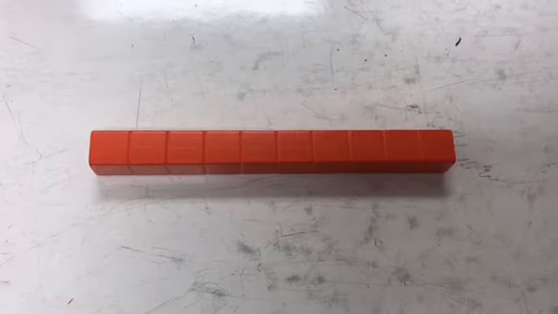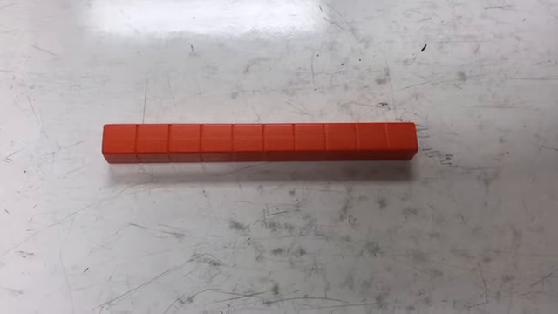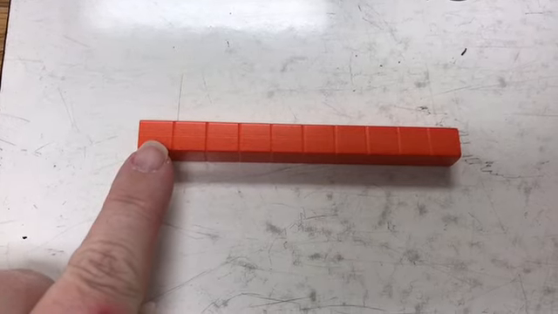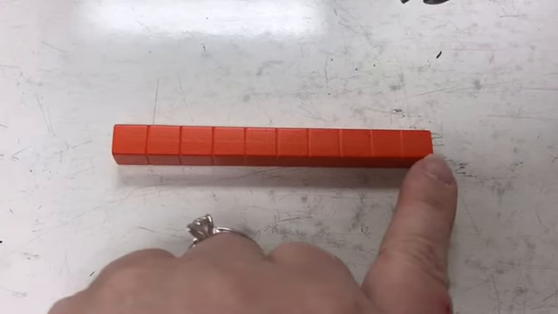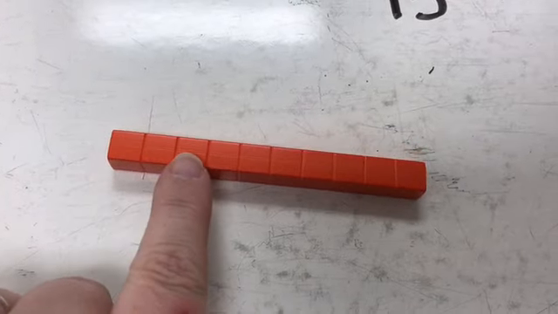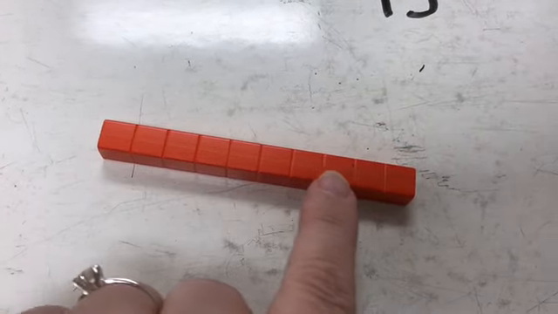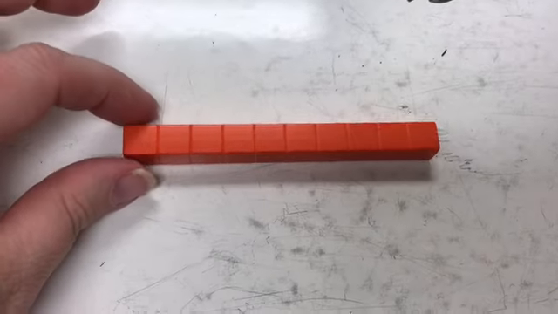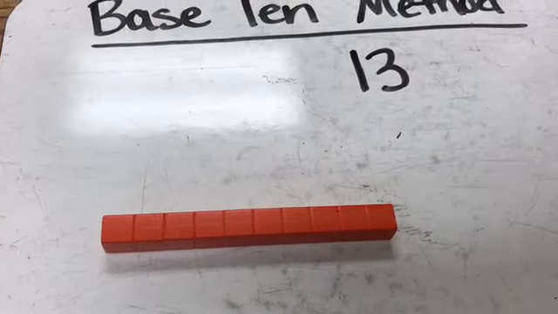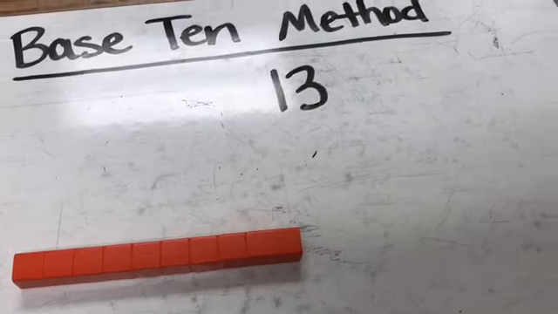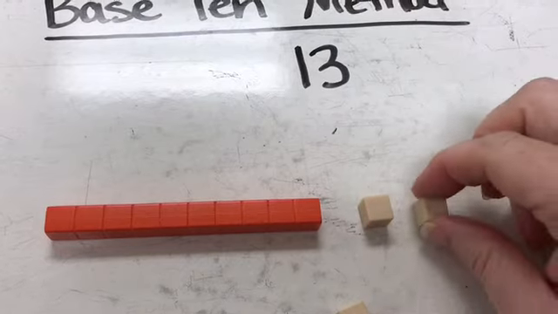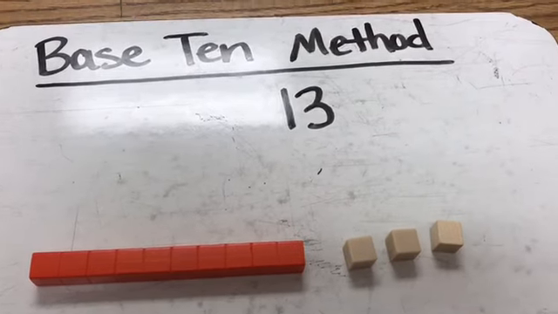In class, we like to call them maybe a French fry because it kind of looks like a French fry. And if you see, one long is worth 10 because it has 10 ones in it. 1, 2, 3, 4, 5, 6, 7, 8, 9, 10. So we can use a long to represent a 10. Then we can use 3 ones cubes to represent our ones place.